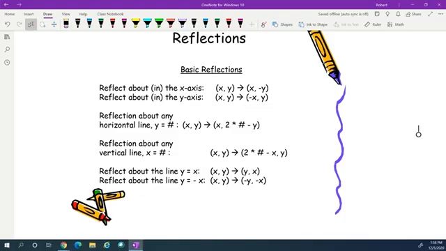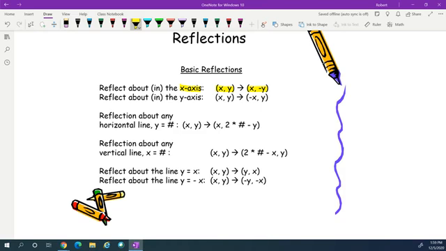If we want to reflect over the x-axis, look at what that says to do. Reflecting over the x-axis, notice it just says take your original x and y and change the sign of the y. That's all we have to do. So take the y, change the sign. That's your new point. For the y-axis, we're going to change the sign of the x.